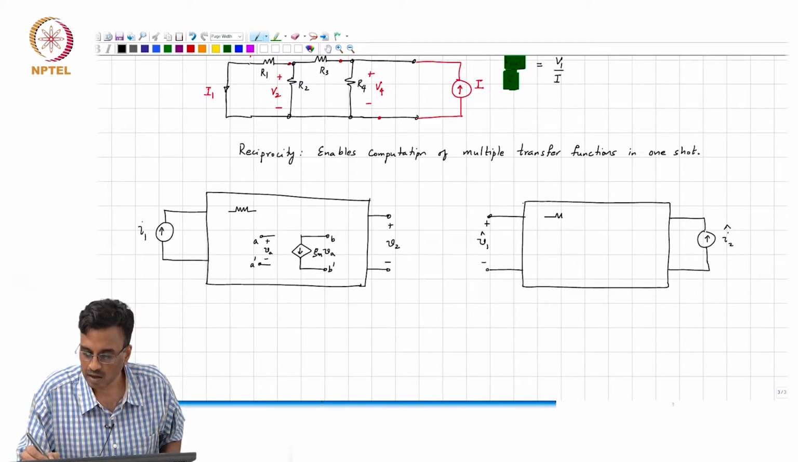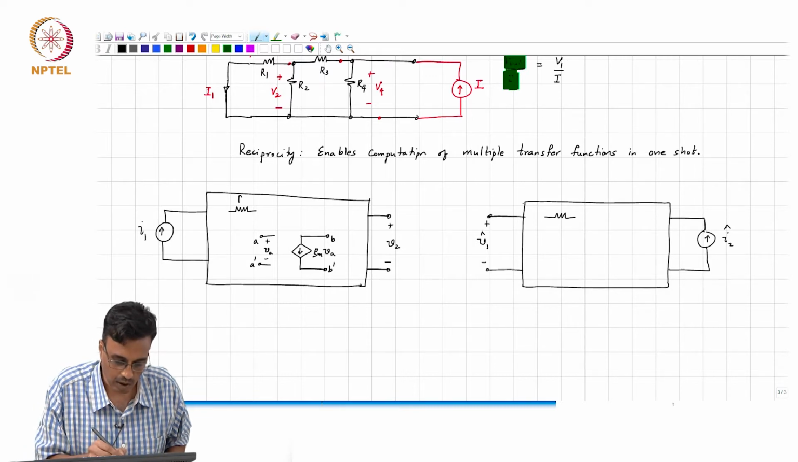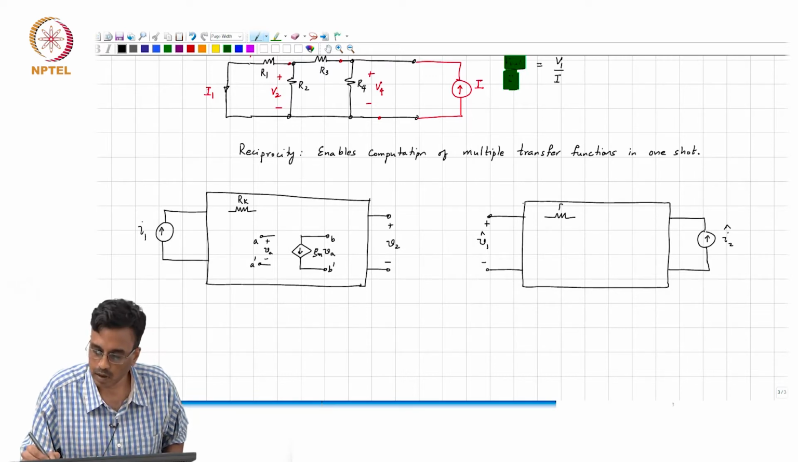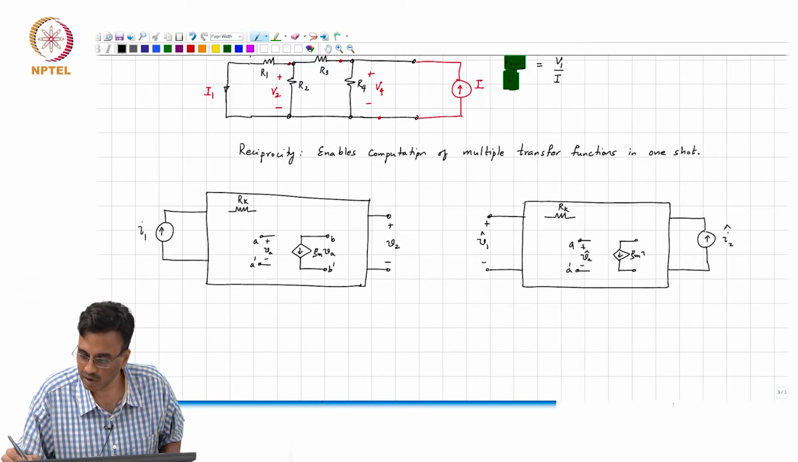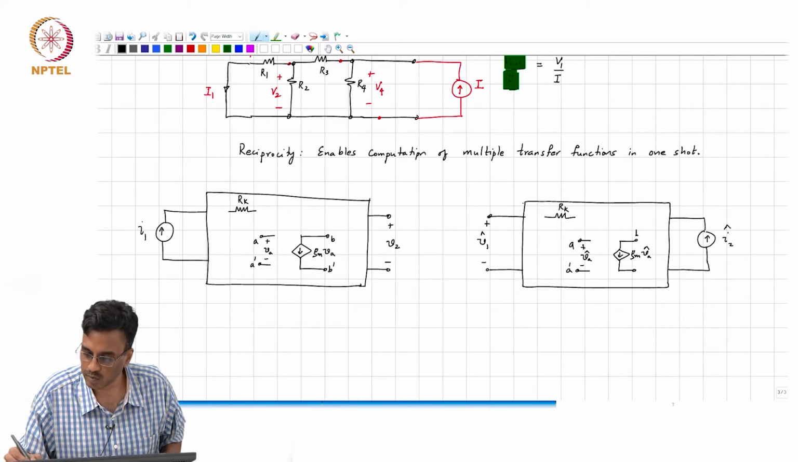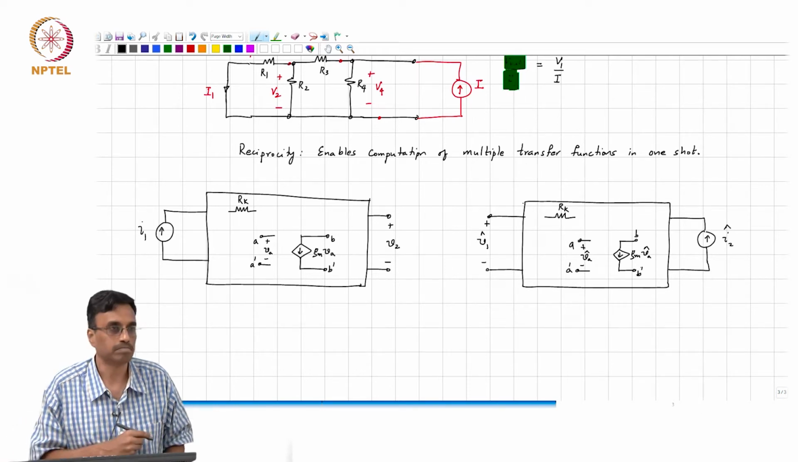There are resistors which I call R sub k, and let's see what happens here. A prime, this is VA, this is VA hat actually, and this is Gm times VA, this is B and this is B. I'd like to find this now.